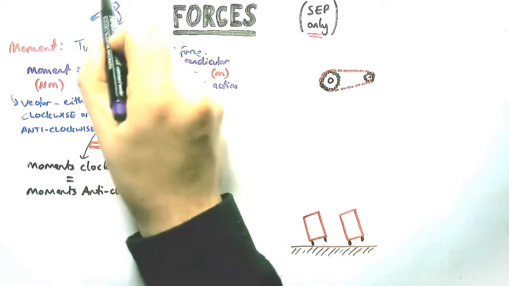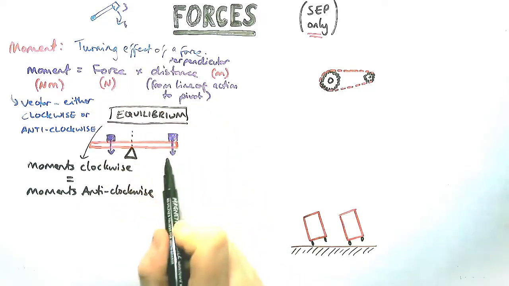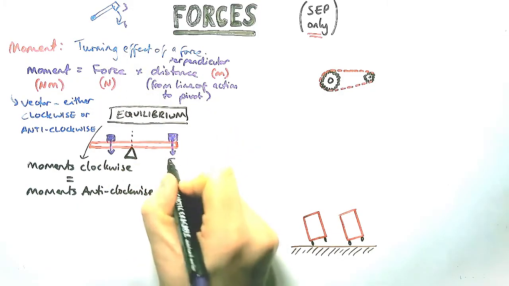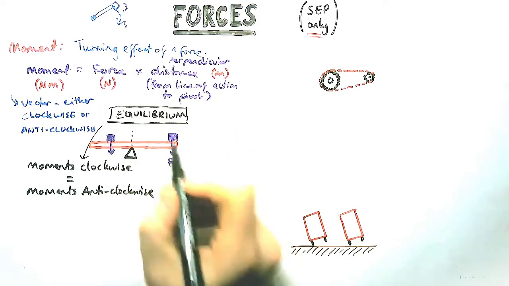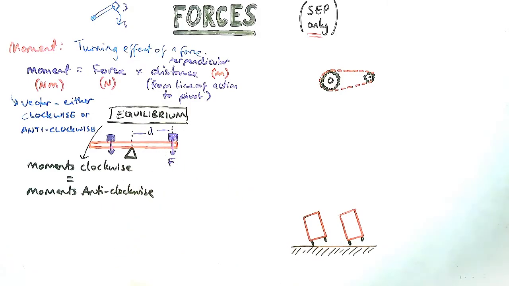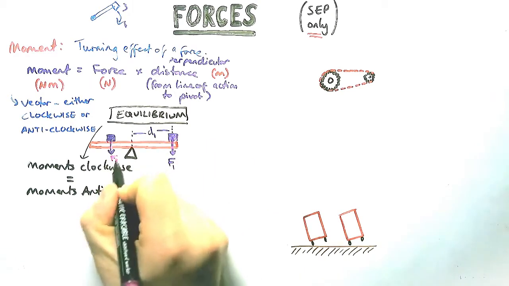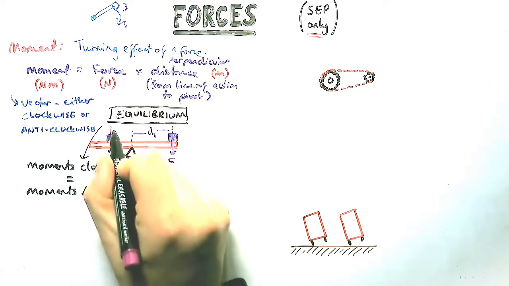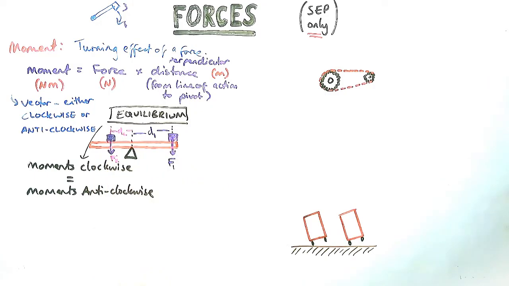Notice I've said moments there. It could be more than one, it doesn't have to be, but they all have to equal each other on each side. So let's have a look at what that means for our example. Let's say I've got F for force and D for distance on this side. I'm going to call it F1 and D1 just to distinguish it from the other side. On the other side of my pivot, I've got F2, the force going down, and another distance, D2.